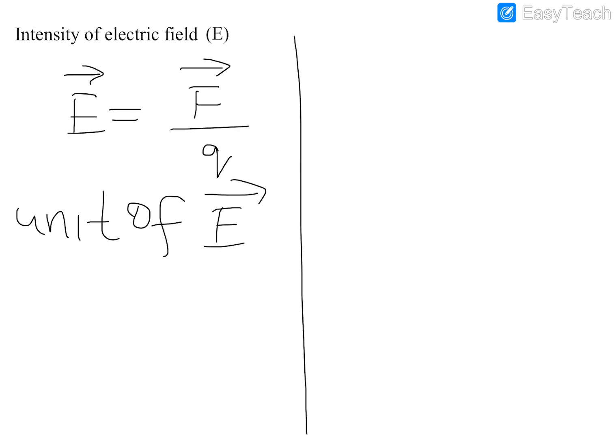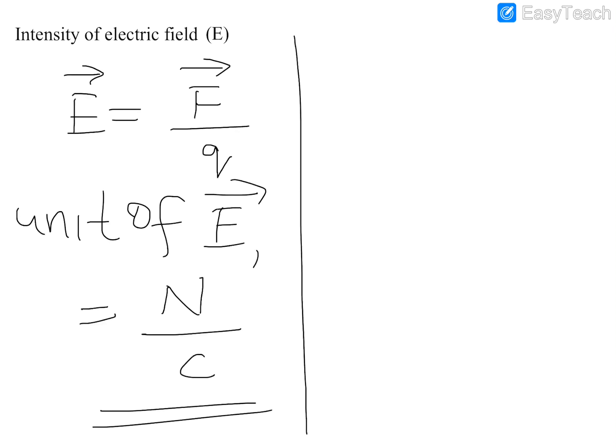Just follow the same method which you already used in 11th. Unit of E is equal to, what is the unit of force? Unit of force is Newton divided by, what is the unit of charge? It is Coulomb. So unit of intensity of electric field is Newton per Coulomb. So this is the unit of E. Okay, now what is the dimensional formula?